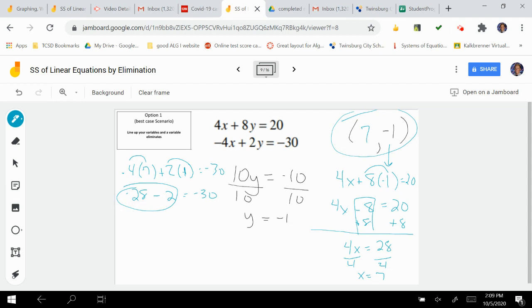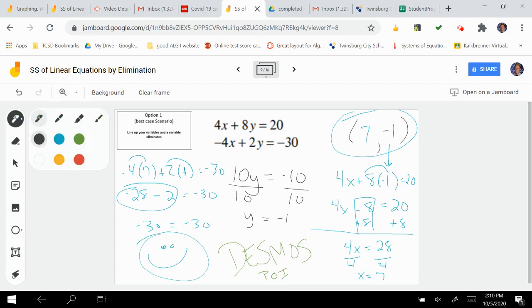Combine like terms, you get negative 28 minus 2 is negative 30, equaling negative 30, giving us a happy solution. All right. The other thing you can do is obviously use this word right here. And again, we are looking for that POI, that point of intersection. All right. So again, this is just like substitution. It's just a different way of solving. It's a little bit quicker, I think.